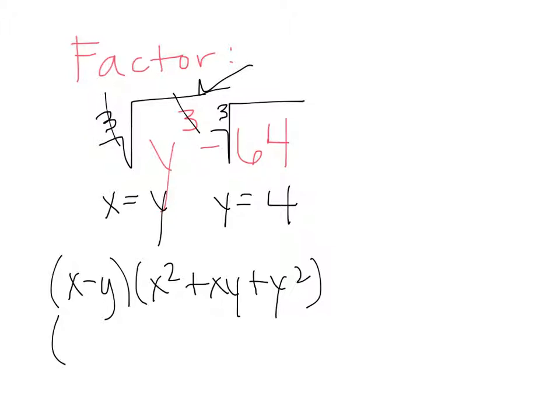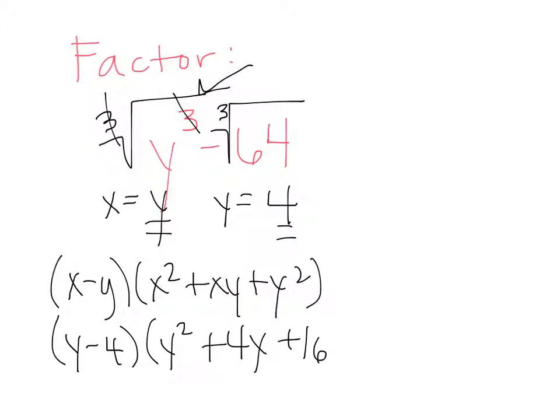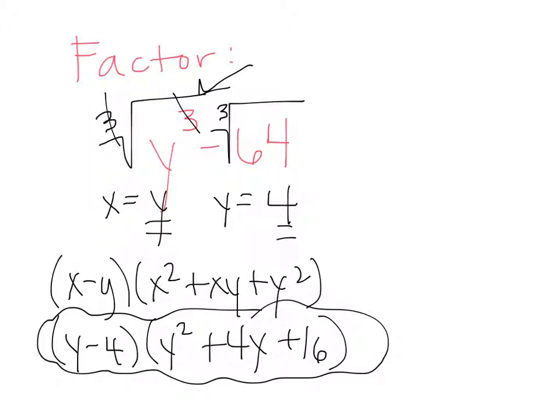So instead of x minus y, this in our case would be y minus 4, because here's our x and here's our y. Instead of x squared, it's y squared. Instead of x times y, you just multiply them, and it's 4y. And then instead of y squared, it's 16. And there's your answer. Now remember, for difference of cubes, I realize there's still a squared right there, but you can't factor that any further. It's just common knowledge.